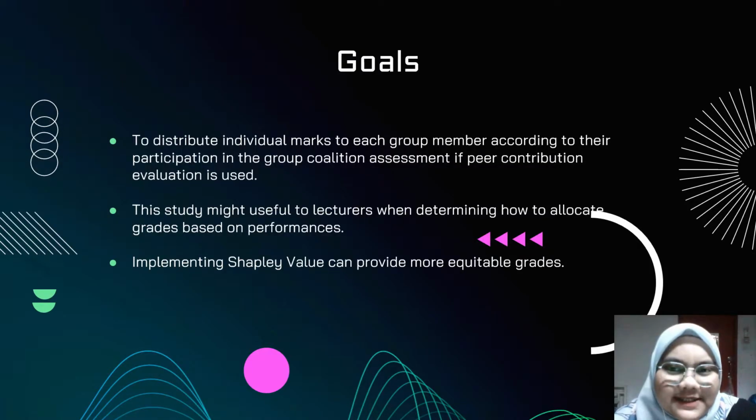The goal of the analysis is to distribute individual marks to each group member according to their participation in the group coalition assessment. If peer contribution evaluation is used, each member shows their contribution in the group assessment during peer evaluation, and everyone gets this privilege. Given this contribution, this study might be helpful to lecturers or instructors in any profession when determining how to allocate grades based on performance. Therefore, by implementing the Shapley value in this analysis, it can provide students a more equitable grade based on their contribution and determine whether or not a member contributed equally.